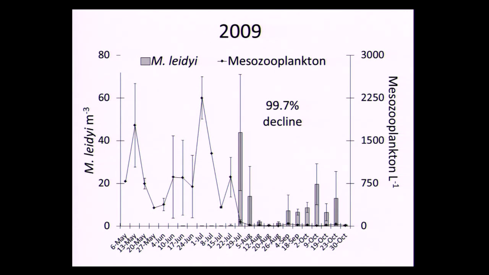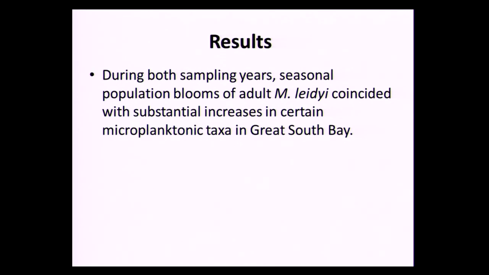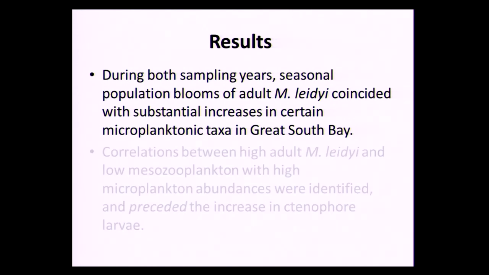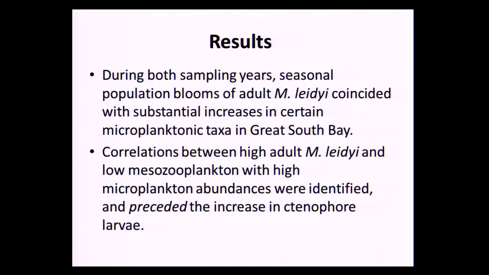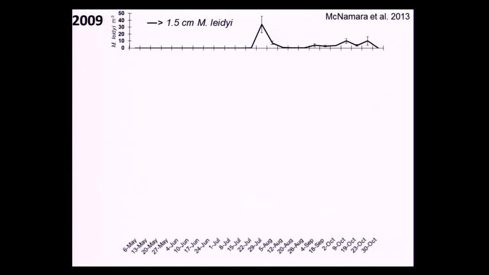So we knew this, right? This is what we had expected. Now, the neat thing, though, was that during both sampling years, those seasonal population blooms of the adults coincided with, as I expected, these substantial increases in the microplankton in Great South Bay. And what was great about that is that we saw these correlations between high adult abundance of the Ctenophores, low mesozooplankton with high microplankton abundances. And those preceded the increase in the larvae. So we get the increase in the adults, we get the increase in the microplankton, and then the larvae subsequently increase. And it looks something like this.